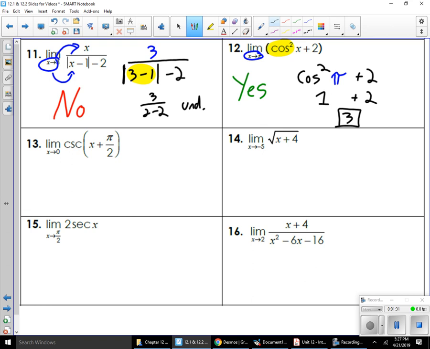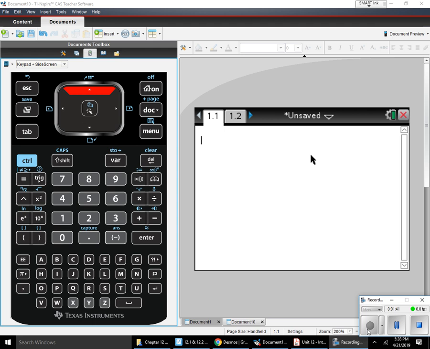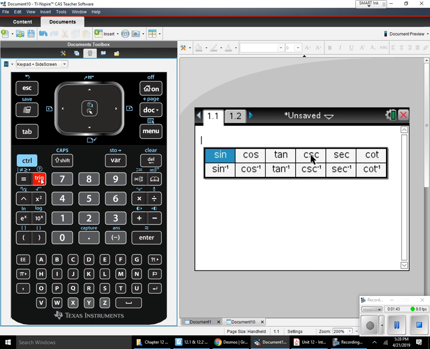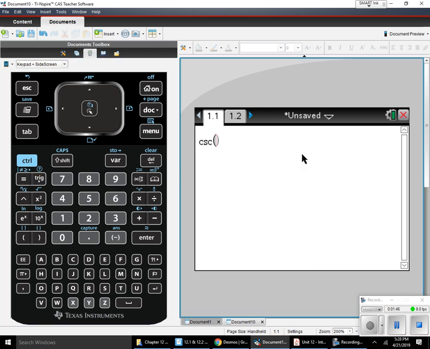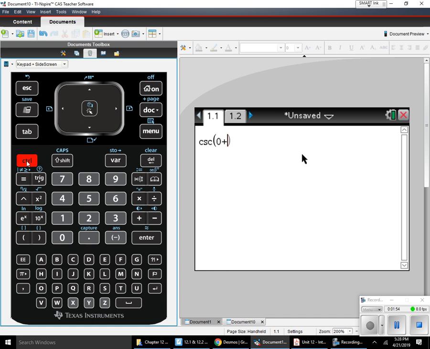Jumping down to 13, cosecant is not a well-behaved function. So cosecant might be one where maybe you want to head back to the calculator. So our trig functions are hiding over here on the left-hand side. And again, what we wanted was cosecant. We want to know if this limit exists as x approaches 0. So we had 0 plus pi over 2.